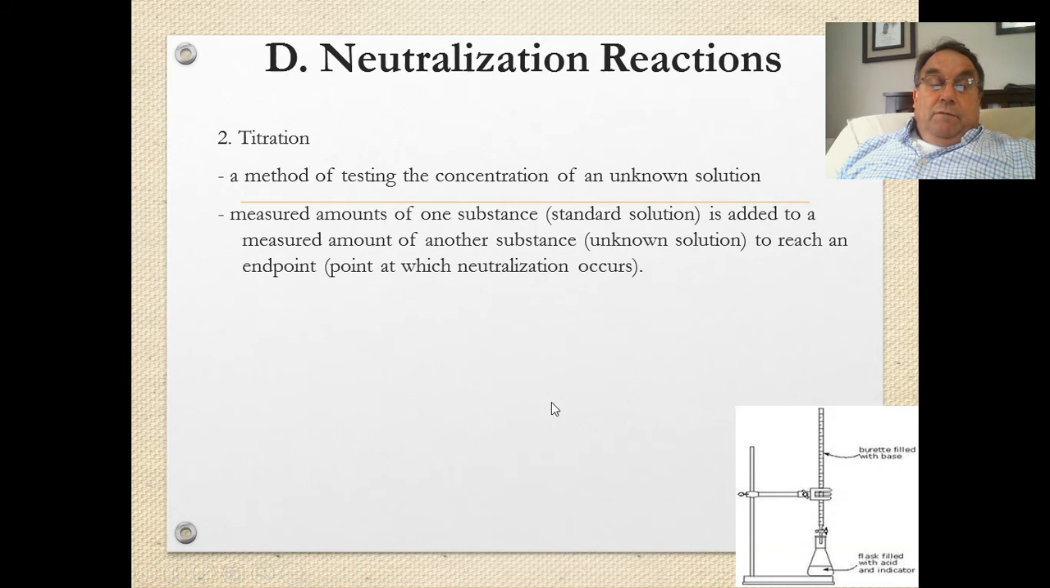So the formal definition of a titration is where you take measured amounts of one substance, which is the standard solution, which always goes in the burette, and you add it to measured amounts of another substance that's an unknown solution. So you don't know the concentration of this solution, but you do of this solution. And you see how much of this does it take to neutralize this. Now, in order to be able to see the neutralization, we have to put an indicator. And when the indicator changes color, it's called the endpoint of the titration.